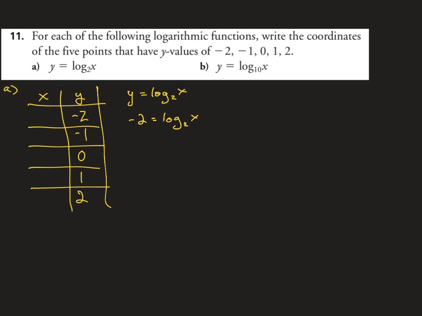Now I could switch this into an exponential. The base is 2, and the -2 goes here, and the x goes here. So basically I'm saying x is 2 to the power of -2. Well, 2 squared is 4. 2 to the -2 is 1/4. So the x value must be 1/4.